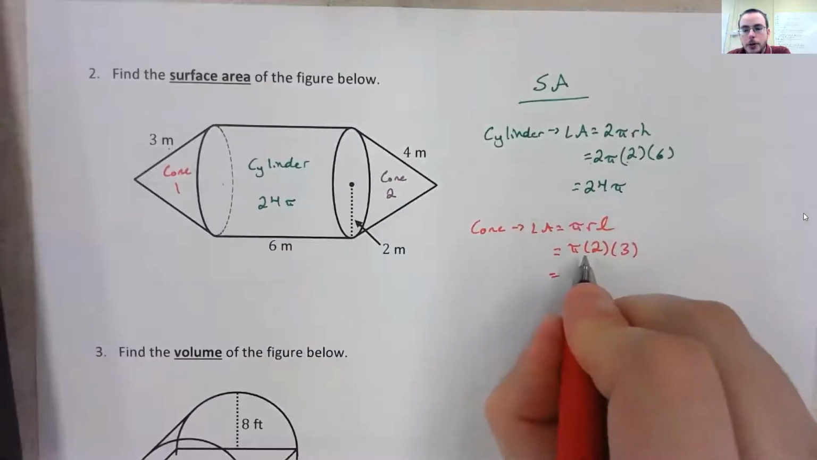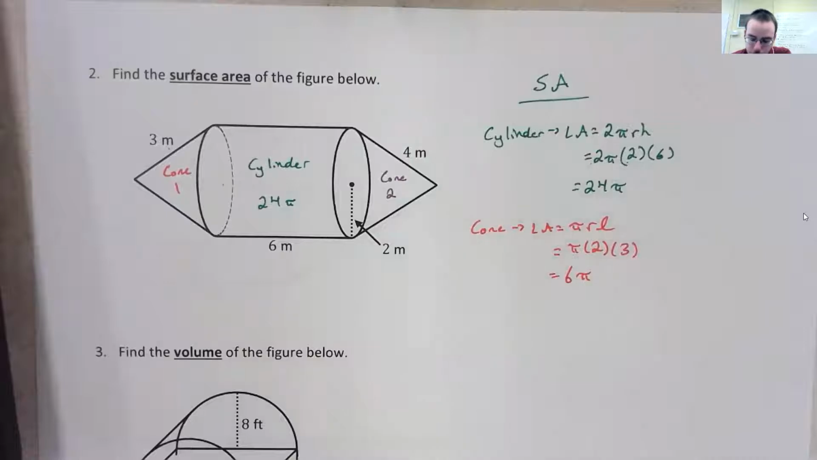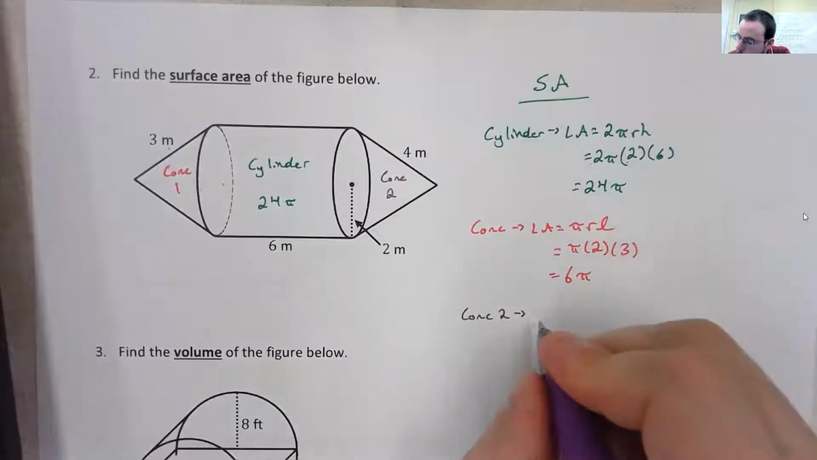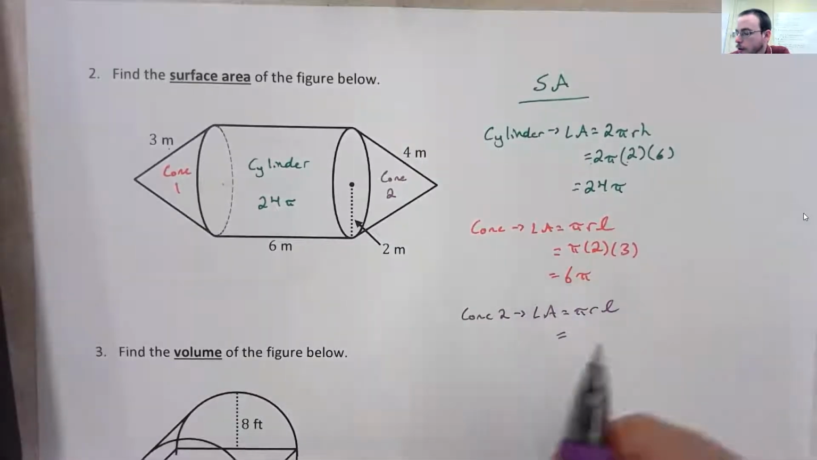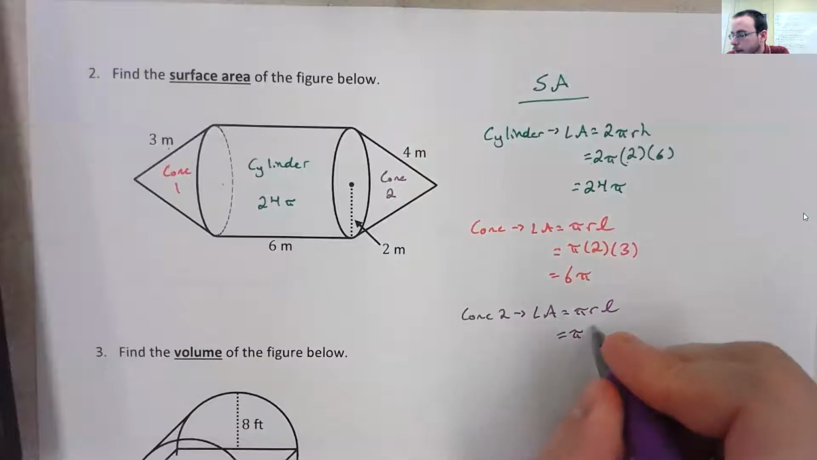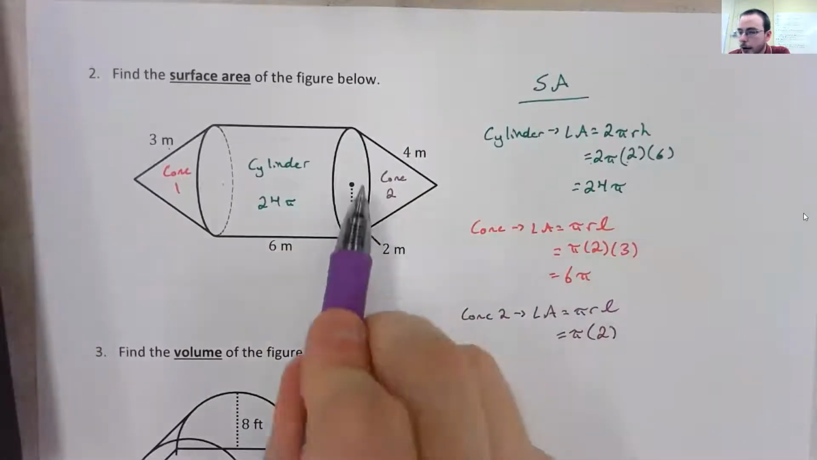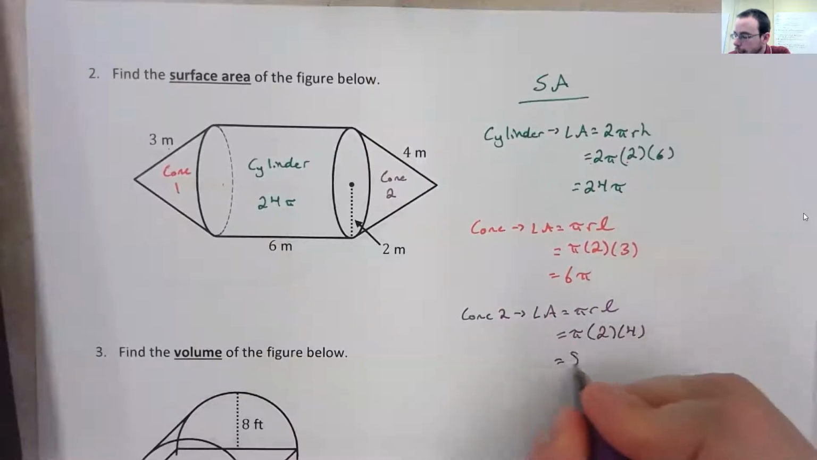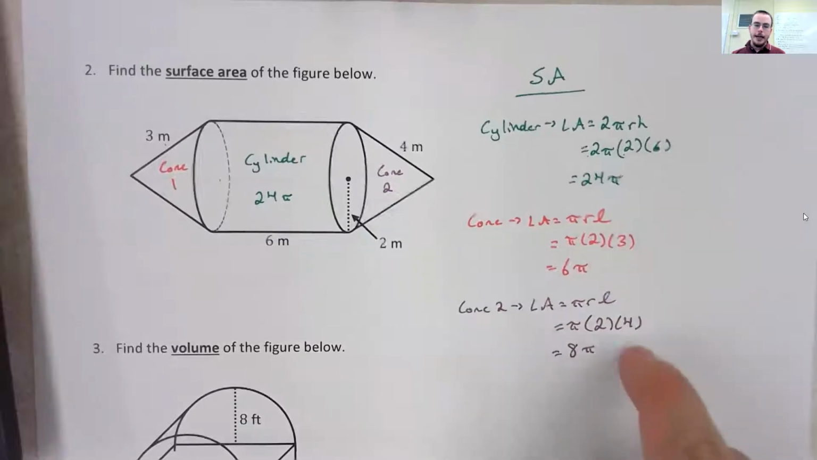So we get 2 times 3, which is 6, and then the pi drops down. And now we need to do our final object, which is the second cone. So the lateral area again is pi RL. So we have pi, R is 2, and L is 4. So 2 times 4 is 8. The pi drops down. We have our 3 lateral areas.